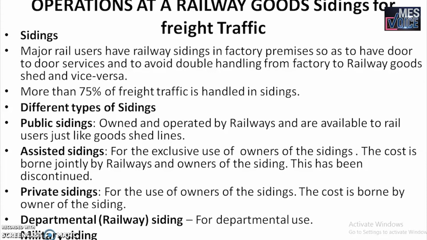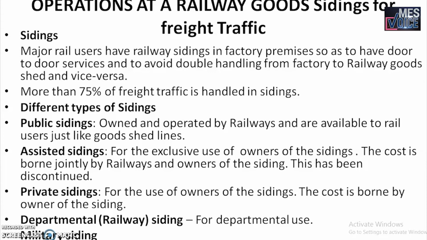There are different types of sidings, that is public sidings, assisted sidings, private and departmental sidings. Public sidings are owned by the railways, and private sidings are owned by private persons. And assisted sidings are for the exclusive use of the owners of the sidings.